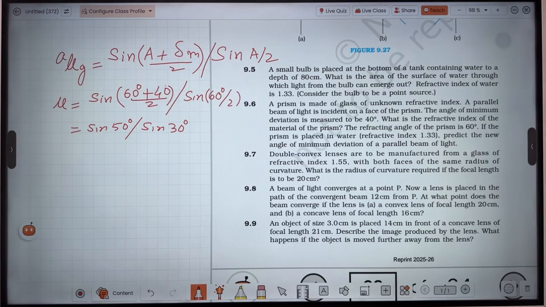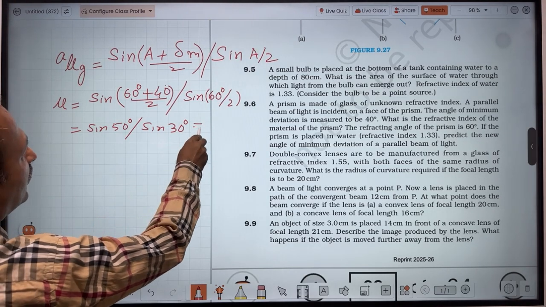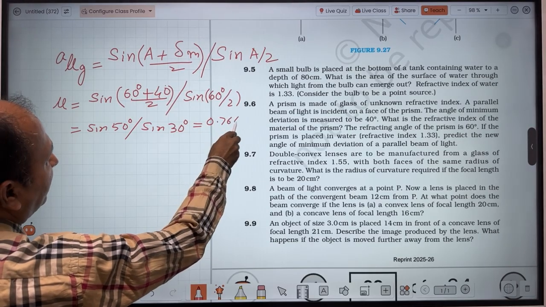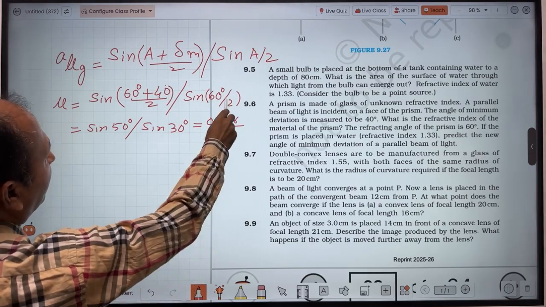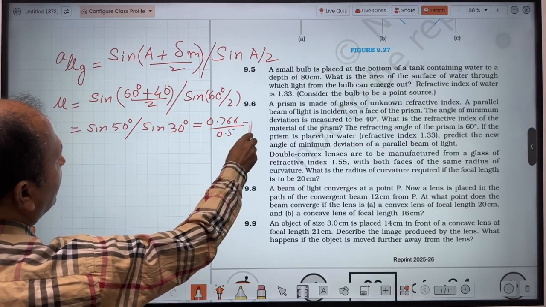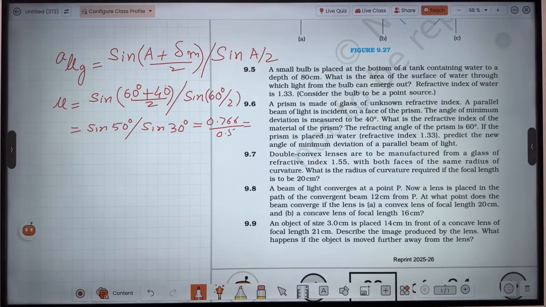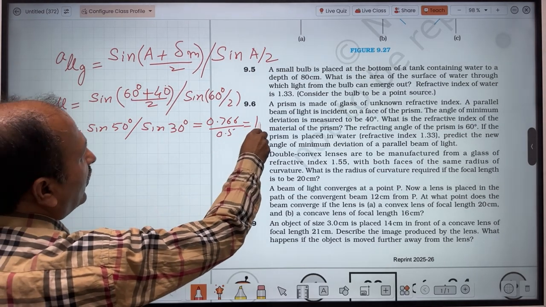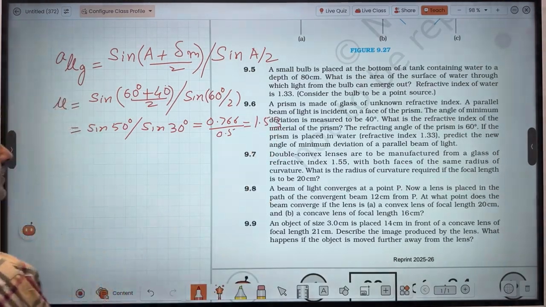Now here we have to make use of the table. So from the table we can write the value. So sine 50 comes out to be 0.766, whole divided by sine 30 degree, which is 0.5. So this will give around 1.53. So this is the refractive index of the prism.